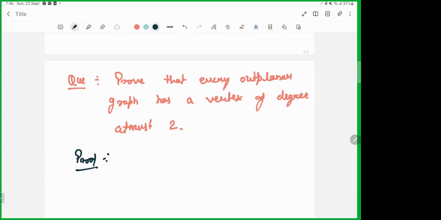The specific thing is that this is outerplanar. So how will you use that? Outerplanar is saying that the unbounded face is a boundary to each vertex. So that means what? No two vertices having an edge are such that some other edge comes under it.